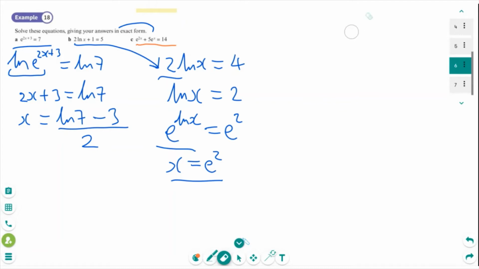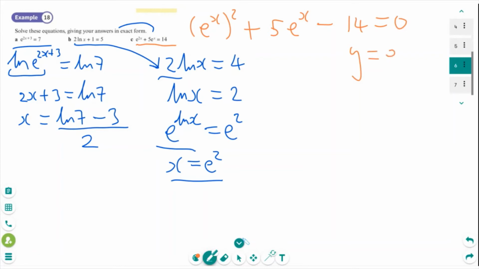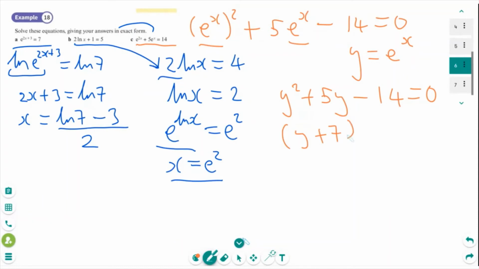You need to recognize it as a quadratic in disguise. So you can think of it as e to the x squared plus 5e to the x minus 14 equal to 0. If you want, you can make the substitution y equals e to the x. Then you get a quadratic, y squared plus 5y minus 14 equal to 0. That can be factorized as y plus 7, y minus 2.